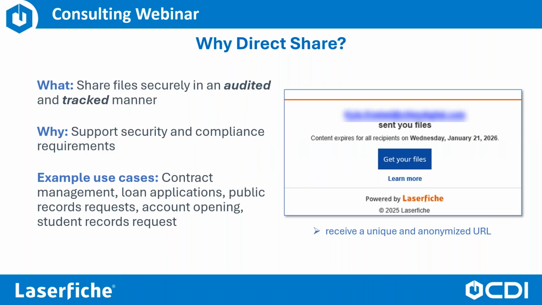What are the use cases where you might want to securely send documents? Many times we have contracts that are very proprietary. Any loan applications, obviously with important social security numbers and things like that. Public records requests, sometimes those are not quite so public. If you're doing client account opening, those documents may have personal information, and certainly student records requests many times have private student information in there as well.